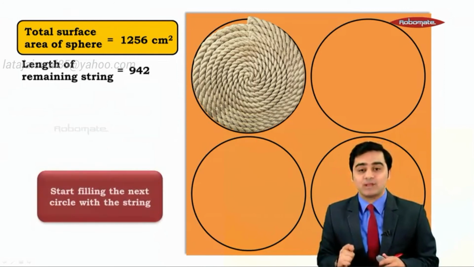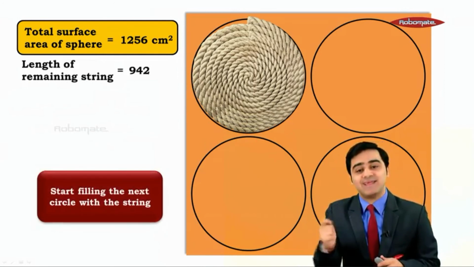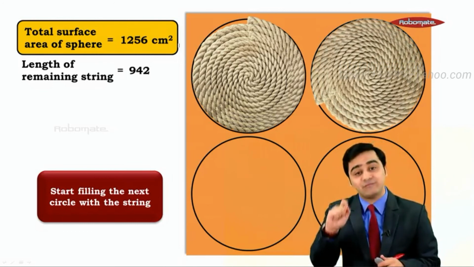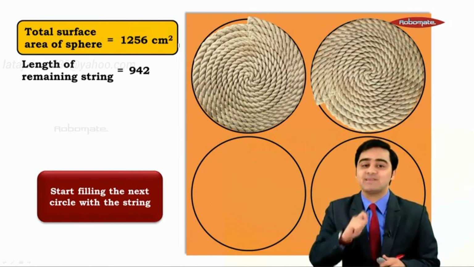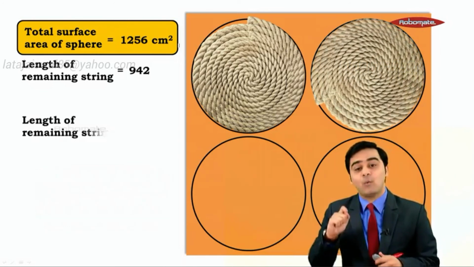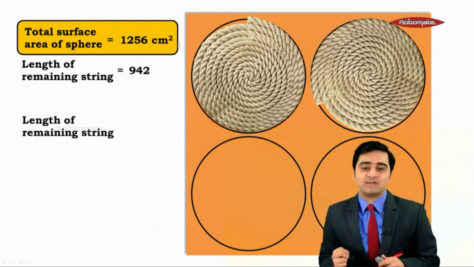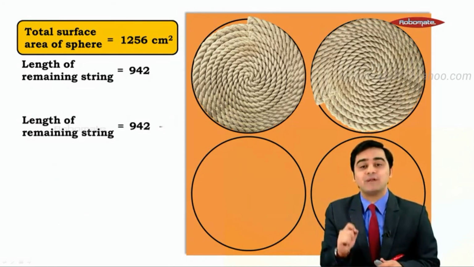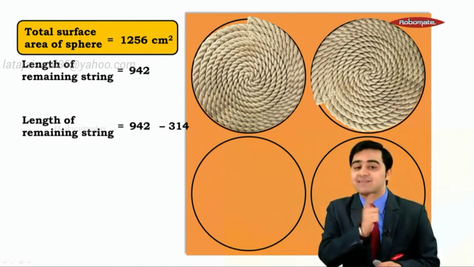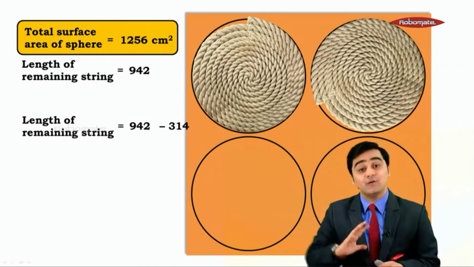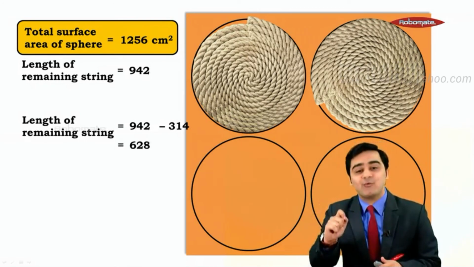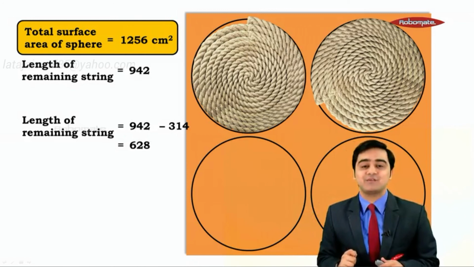Now we will start filling the next circle with the help of the same string. So observe, we have now filled the next circle with the same string. So my dear students, what will be the length of the remaining string now? Yes, the length of the remaining string is equal to 942 minus 314, since we know that the length of the string after winding the second circle is also 314. So the length of the remaining string is 942 minus 314, which is equal to 628 centimeter square.